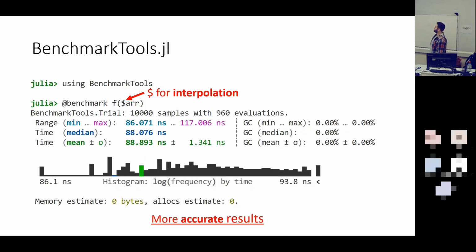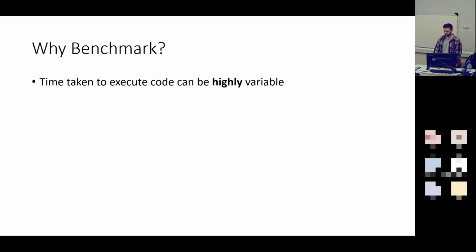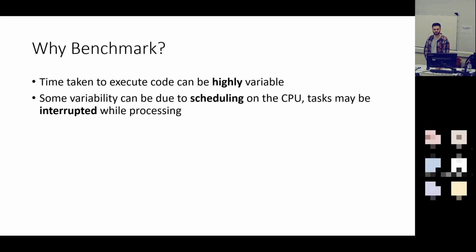So the importance of this is obviously you'll get a distribution of times because even if the code is doing the exact same thing, it will take different amounts of time to execute depending on what else the computer is doing and a few other factors. So as you can see from the benchmark, the time taken to execute can actually vary quite a lot. And some of this variability is to do with scheduling.